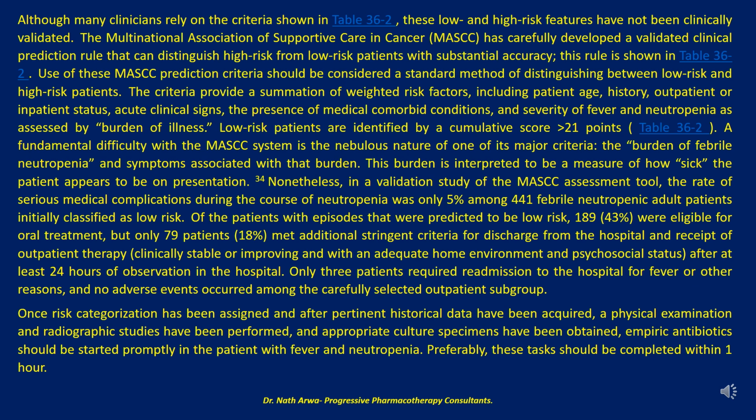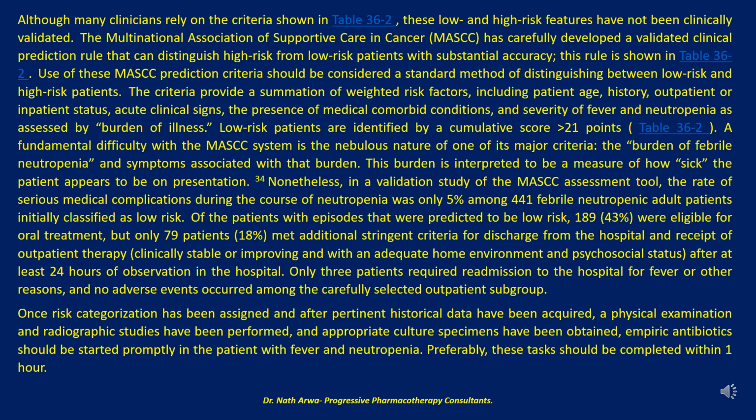Although many clinicians rely on the criteria shown in Table 36.2, these low and high-risk features have not been clinically validated. The Multinational Association of Supportive Care in Cancer, abbreviated as MASCC, has carefully developed a validated clinical prediction rule that can distinguish high-risk from low-risk patients with substantial accuracy. This rule is shown in Table 36.2. Use of these MASCC prediction criteria should be considered a standard method of distinguishing between low-risk and high-risk patients.